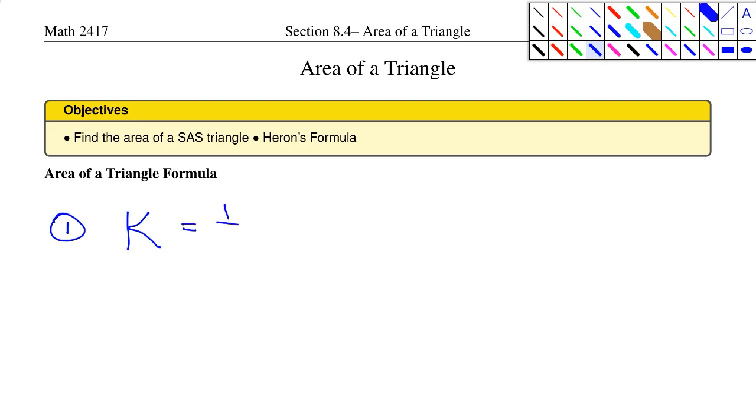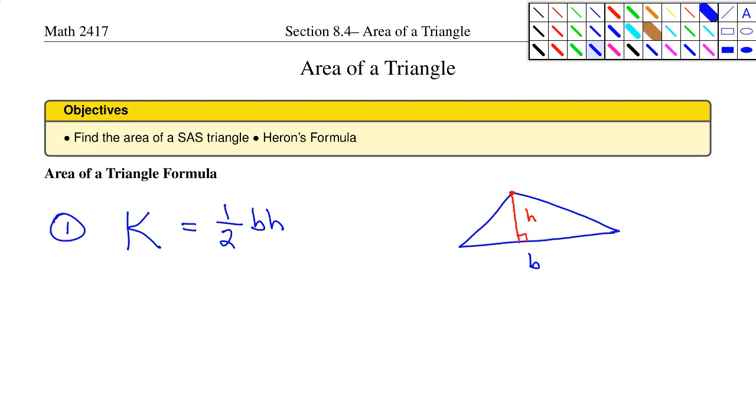The first one that you're all familiar with is 1/2 of base times height. Now where does this come from? Well, if we just have a triangle here, like so, then the height is the perpendicular height from a vertex down to the base. And then this is the base down here.